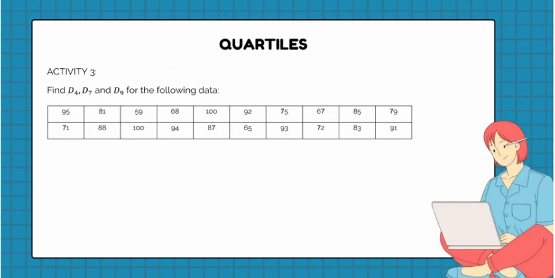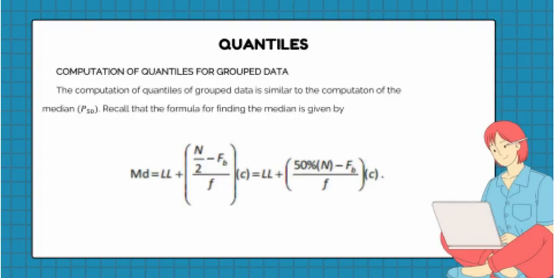Then, now we are going to move on to grouped data. How do we calculate the measure of relative position, or the quantiles, in terms of grouped data? So let me just go to the file. So this is what we will do, class.